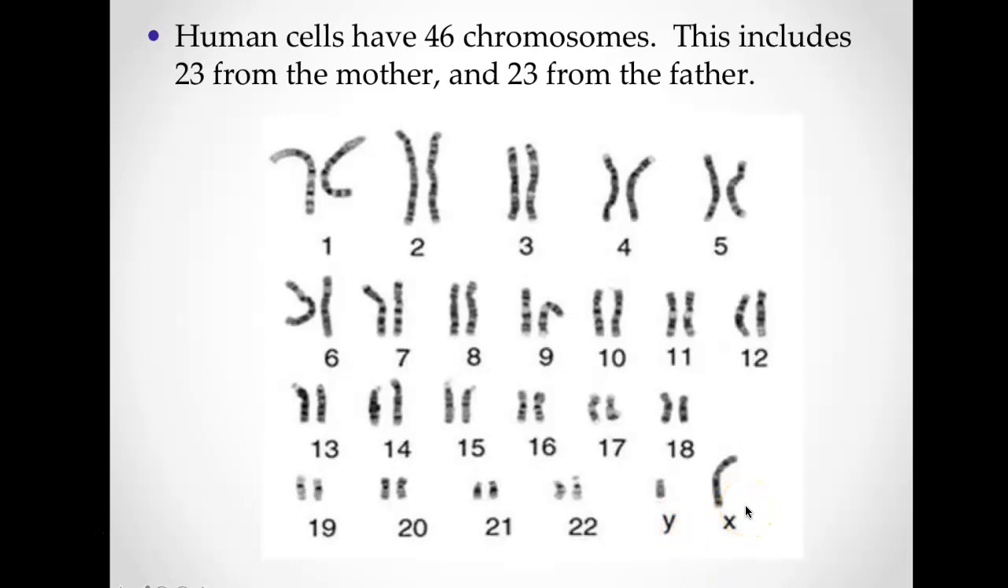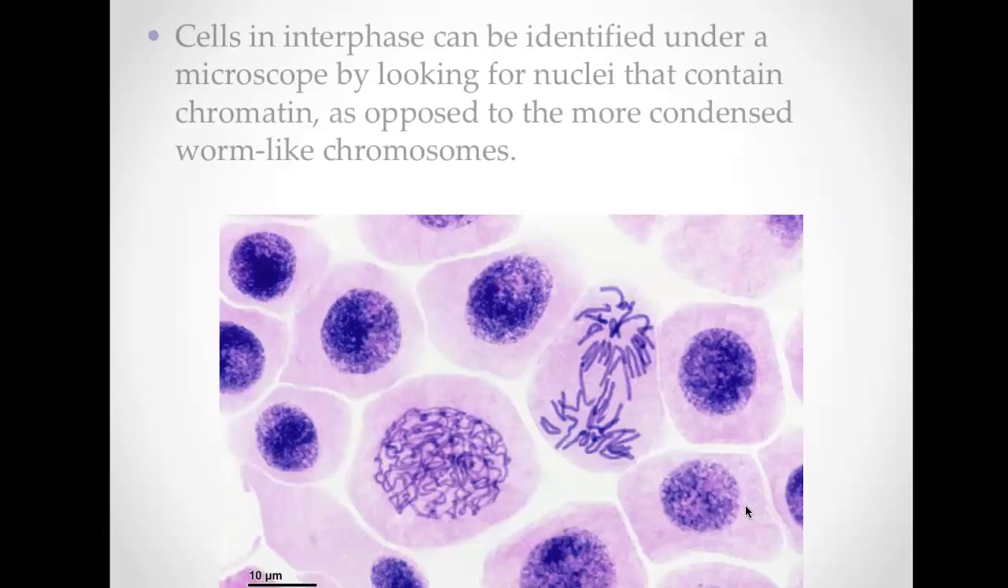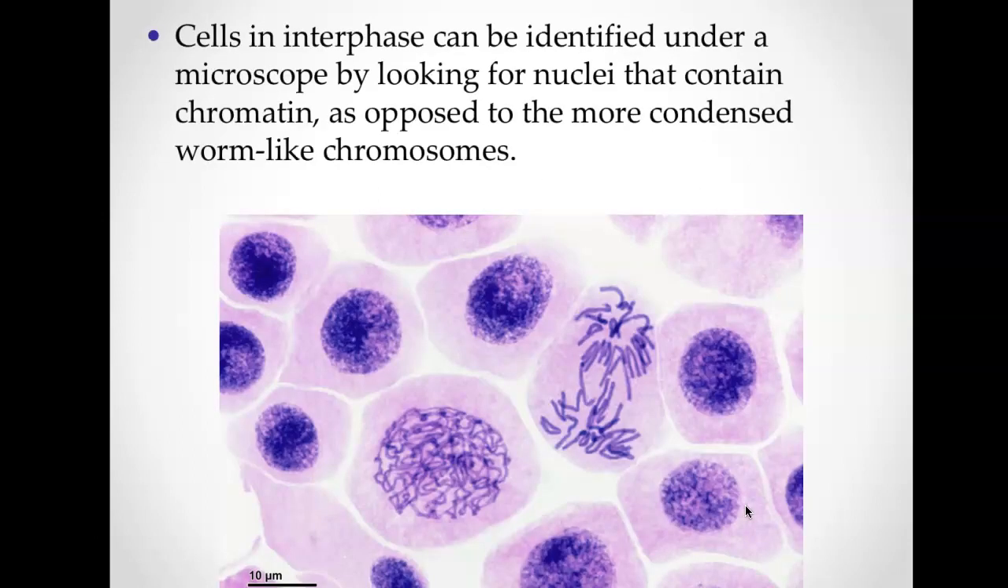So you're looking at a male karyotype. This is just showing you the arrangement of chromosomes. This is what chromosomes actually look like. Cells in interphase can be identified under the microscope by looking for the nuclei that contain chromatin, as opposed to the more condensed worm-like chromosomes.